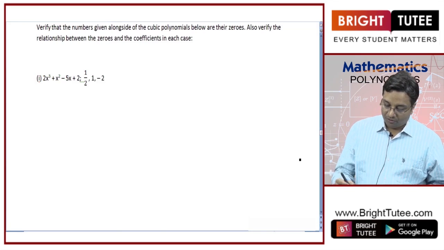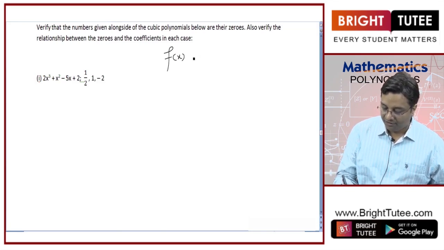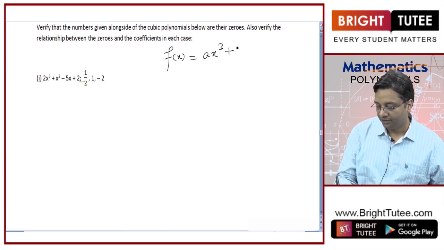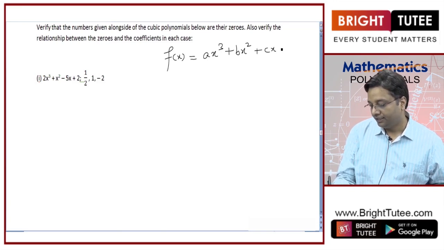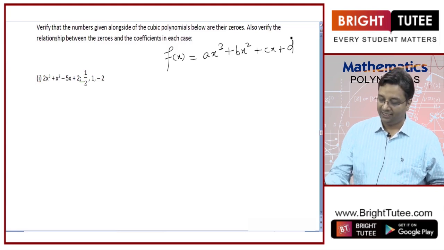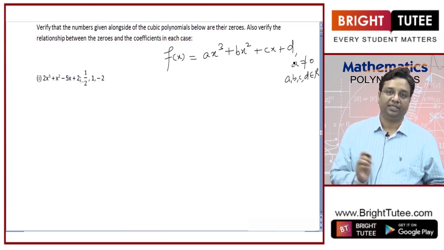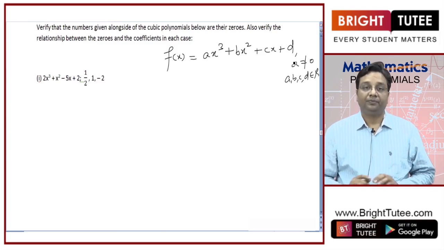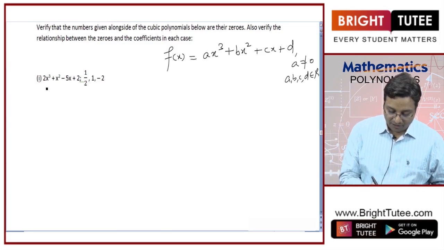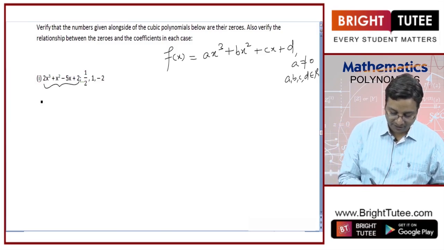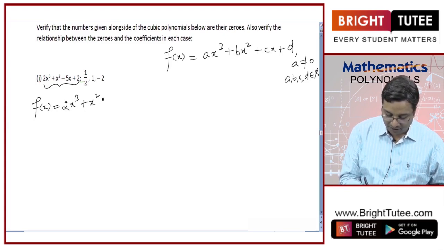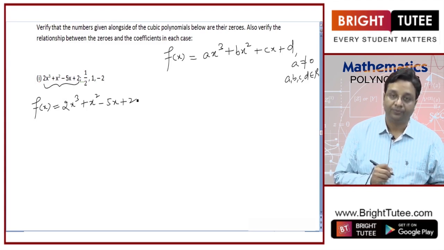So now you need to keep in mind that the standard polynomial I will consider is ax cubed plus bx square plus cx plus d. Obviously a is non-zero and a, b, c, d are real. This goes without saying, okay? So this is the cubic polynomial that we will be dealing with. So let us first of all consider this one. Let us say f of x is equal to 2x cube plus x square minus 5x plus 2.